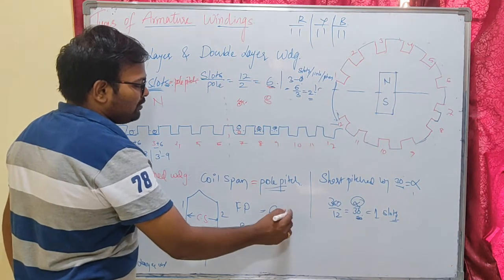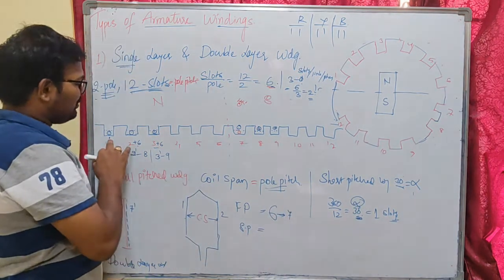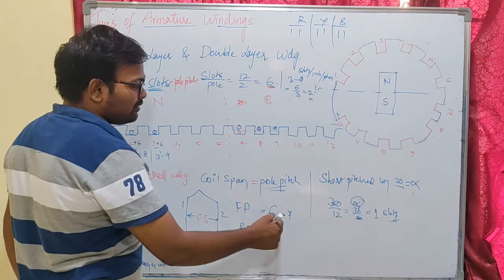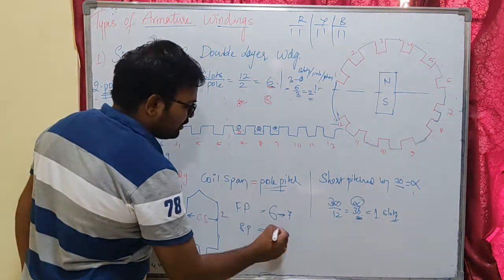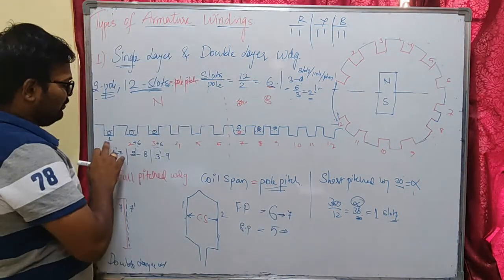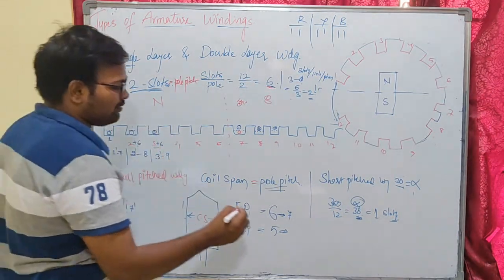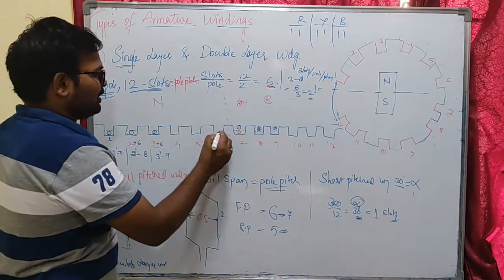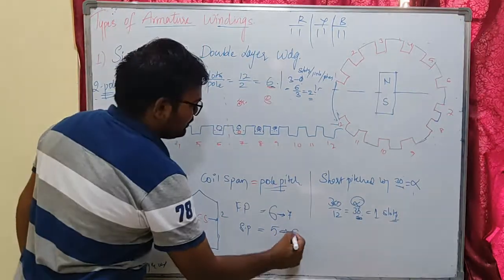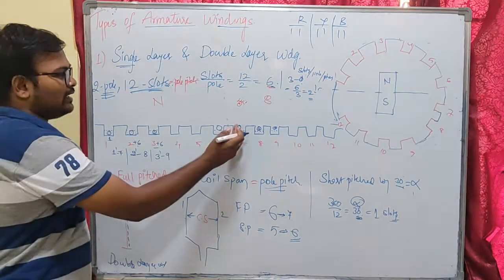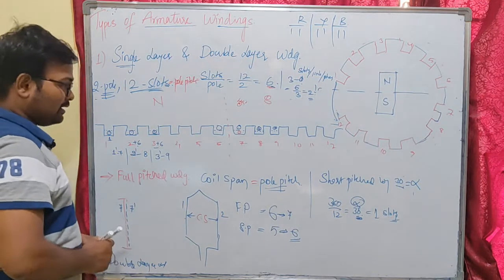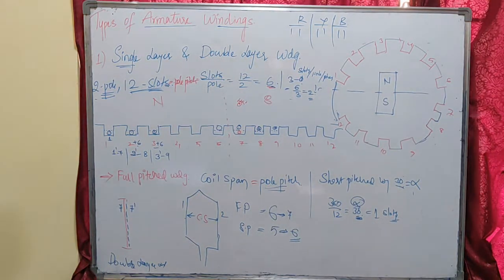In full pitch winding we are going to keep it 6 slots away from the first slot, but here we are going to reduce one slot. That means we are going to keep it after 5 slots from the first slot. That means 1 plus 5, I will be keeping it in the 6th slot. This is short pitch winding. We have shorted one coil slot, that is called short pitch winding. I am going to discuss the short pitch winding in the further discussions.